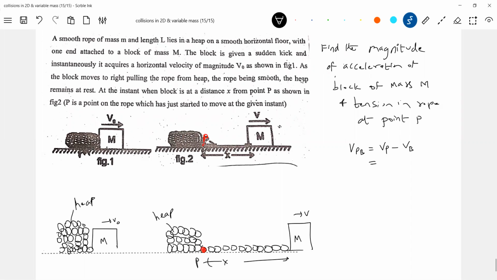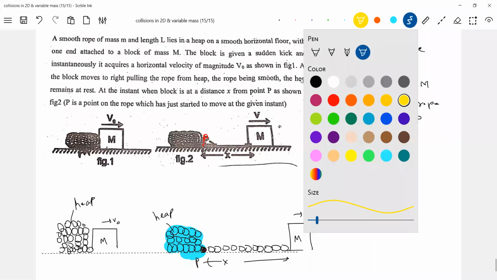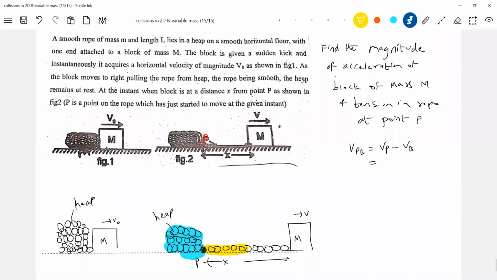Now this is being connected. This part will be at rest, and the yellow part will be moving. You should make a difference between these. So this part is moving, and the link is getting added up to the moving part. You should be able to understand.